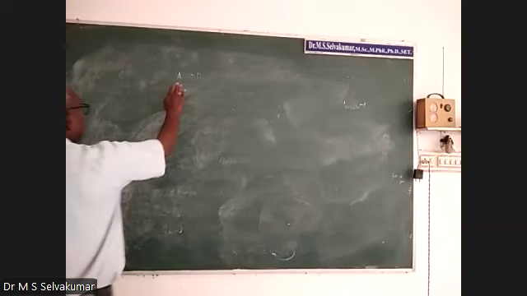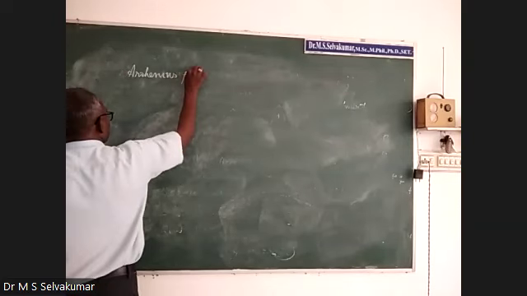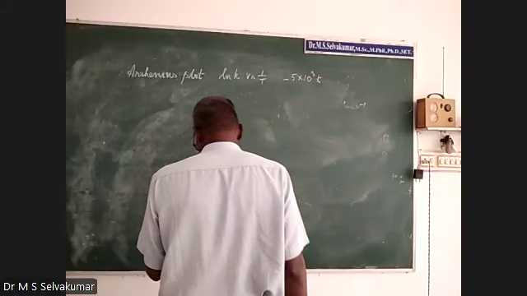The slope of Arrhenius plot. First of all, you should understand what is Arrhenius plot. For Arrhenius plot, log k versus 1 by T is taken. The slope of the Arrhenius plot of a first order reaction is minus 5 into 10 power 3 K. What is the value of energy of activation?